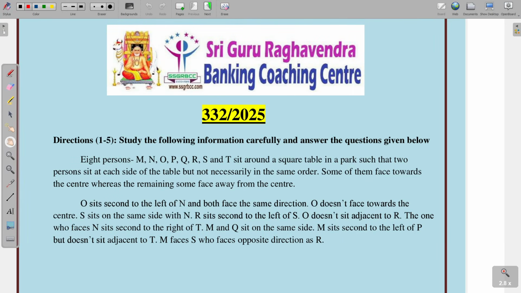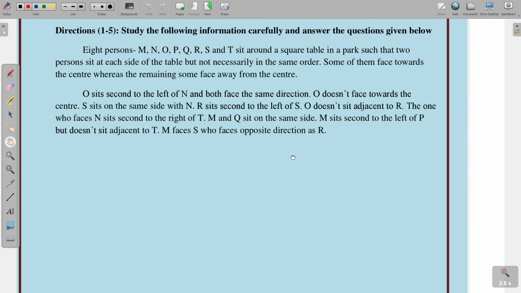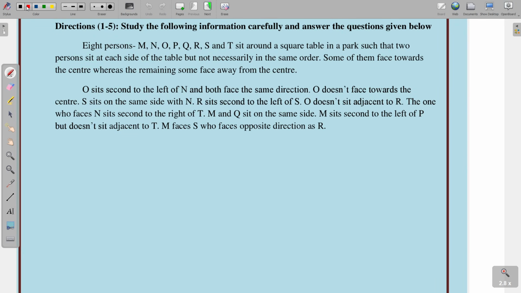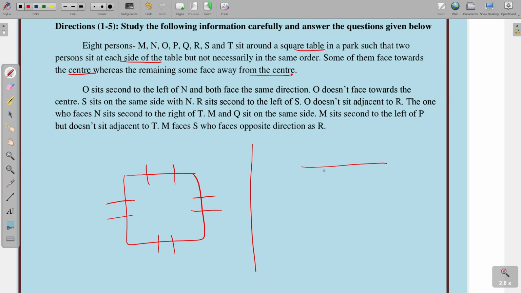Today we will discuss paper number 332, reasoning paper. See the first one, directions 1 to 5. 8 persons M, N, O, P, Q, R, S and T sit around a square table in a park such that 2 persons sit at each side of the table, but not necessarily in the same order. Some of them face towards the center and remaining face away from the center. So here we have a square table, and on each side there are two persons sitting. It is the first possibility, and take one more possibility.